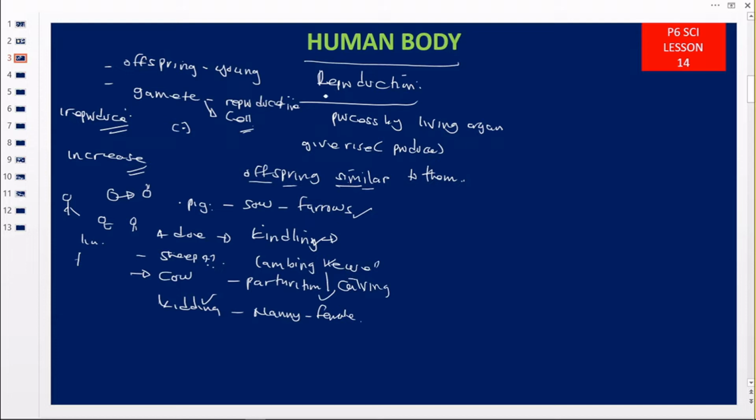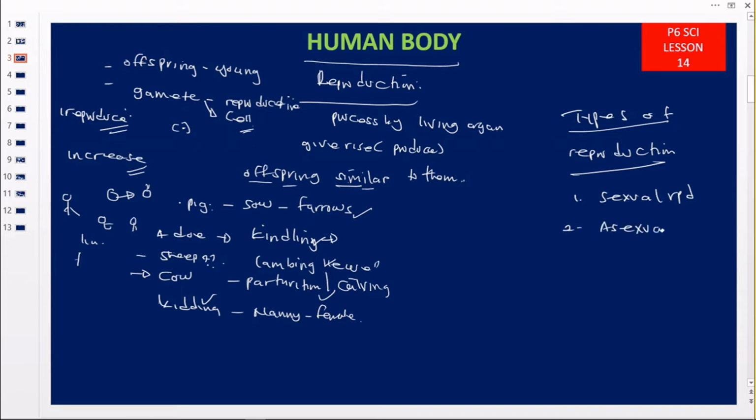Okay, so as a reflection, we said reproduction is the process by which living organisms give rise to offspring similar to them. Alright, from there let us look at what we call types of reproduction. We have two types of reproduction. One is sexual reproduction, and two is asexual reproduction. We are going to start with sexual reproduction. Sexual reproduction is the type of reproduction that involves gametes.